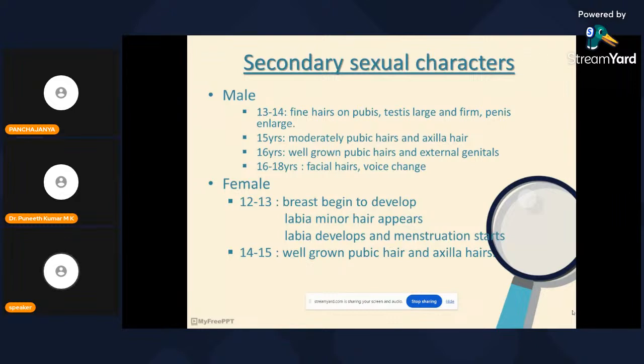And then females, at 12 to 13 years, the breasts begin to develop, labia minora develop, and hairs will appear. Menstruation will start between 12 to 13 or 12 to 15 years of age. At 14 to 15 years, there will be well-grown pubic hair and axillary hair in females. And ossification of the bones will be explained in the forensic osteology part.